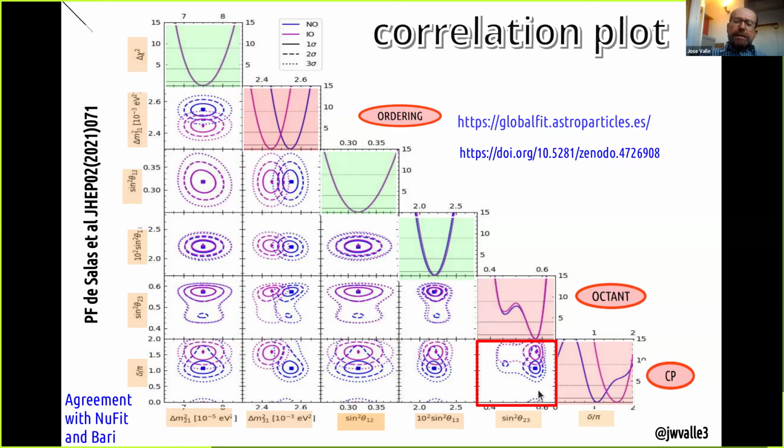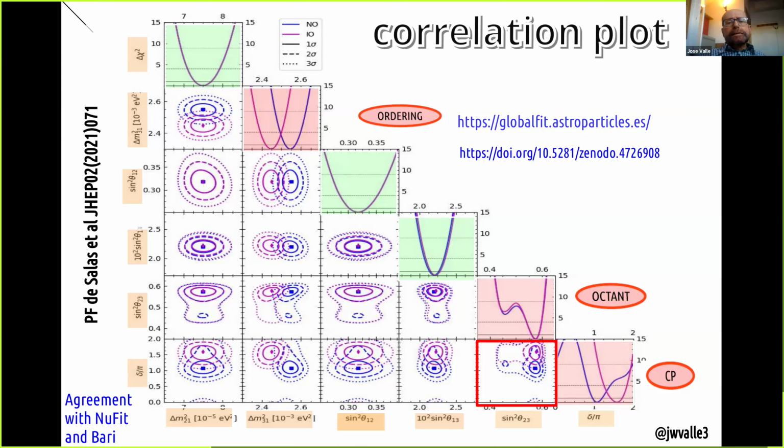In particular, the square that you see in red color, I call it the ignorance plane because it puts together the most poorly determined of the oscillation parameters, namely the CP phase delta CP and the atmospheric mixing for each of the allowed mass orderings. So this is the complete map of neutrino oscillation parameters.